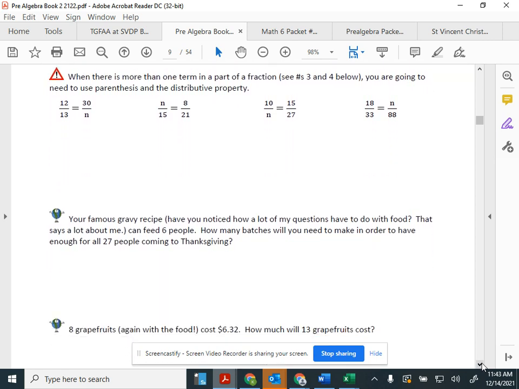So, who remembers how we do cross products? Izzy? You multiply diagonally. Yeah, you're multiplying diagonally. So we would do 13 times 30. And then we have here 12 times n. So what is 13 times 30?